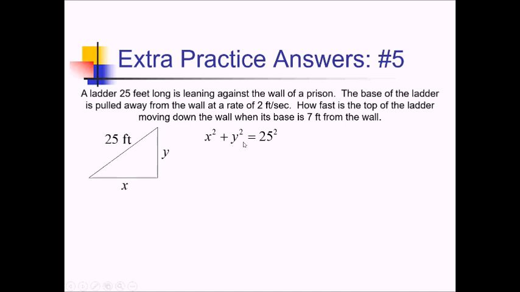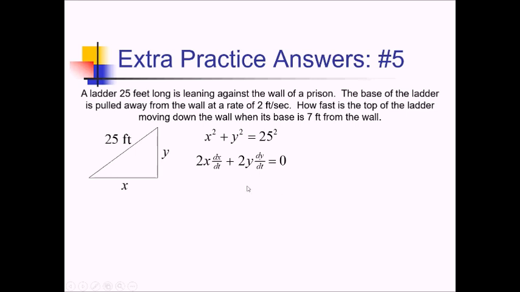And this gives us a starting point that we can now differentiate and maybe solve for one of these rates of change. So taking the derivative with respect to time, derivative of x squared, that's going to be 2x dx over dt, because x is a function of time, plus we're going to have 2y dy over dt, y is also a function of time, equals derivative of 25 squared. Well, that's just a constant, so the derivative is going to be 0.